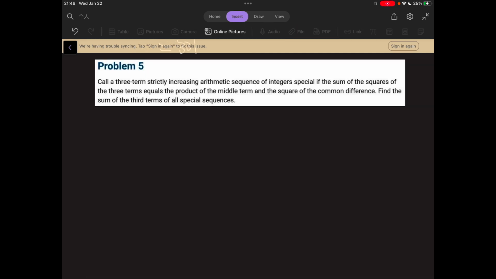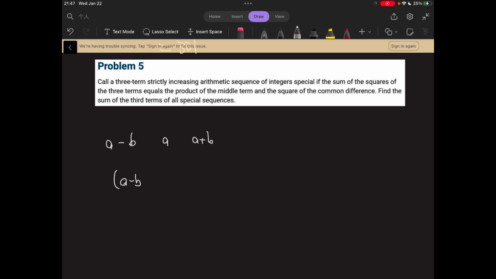We have an arithmetic sequence here. And the sum of the squares of the 3 terms equals the product of the middle term and the square of the common difference. What we can immediately think about is to assume them, right? That kind of helps the problem, gives us a bit of an idea of what's going on. Now, let's write the equation out. Sum of squares.